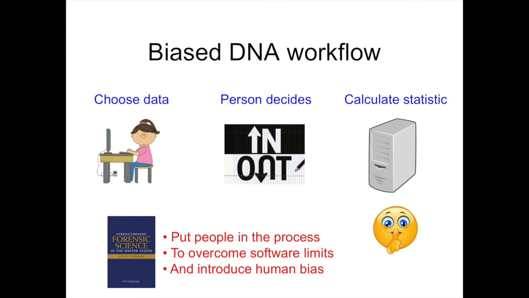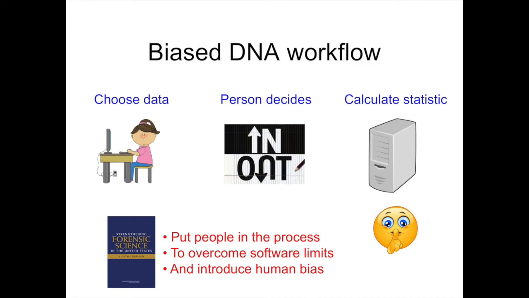Because after they choose their data, the second step is that a human analyst decides whether or not the defendant or another person is present in the mixture. So first, a subjective human decision is made as to whether or not an individual is there. And that's their interpretation. Only after the data have been chosen by a person, and a human decision is made, is a statistic calculated on the chosen data to put a number to the foregone conclusion that the defendant is guilty or present in the evidence. And the result of this is a biased DNA workflow. And various studies have been able to replicate that bias and show how wrong answers occur.